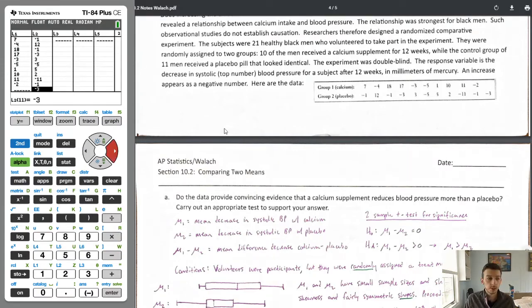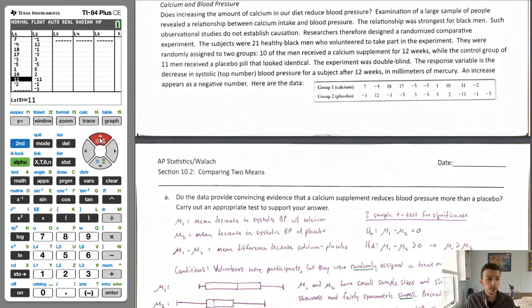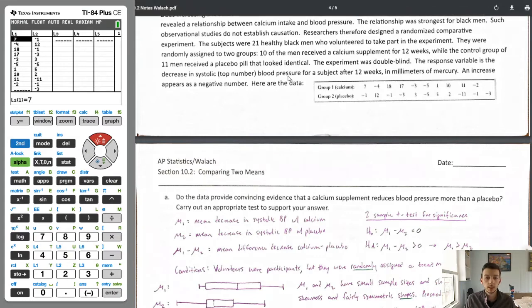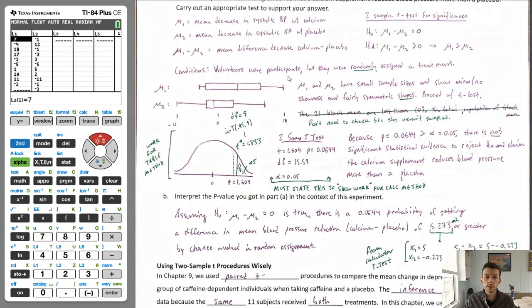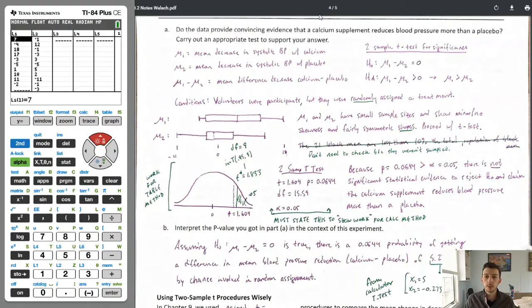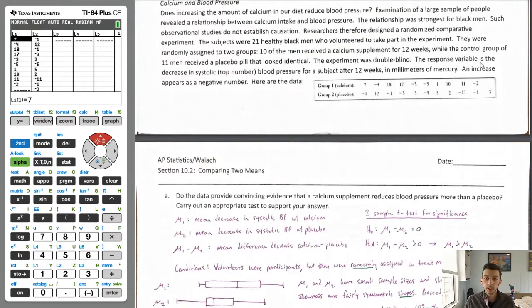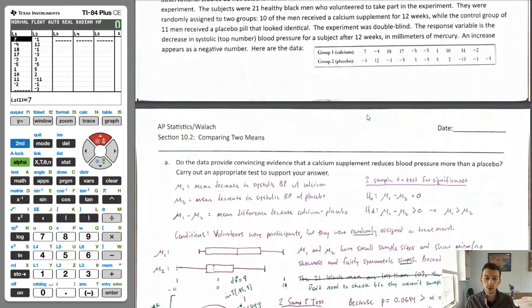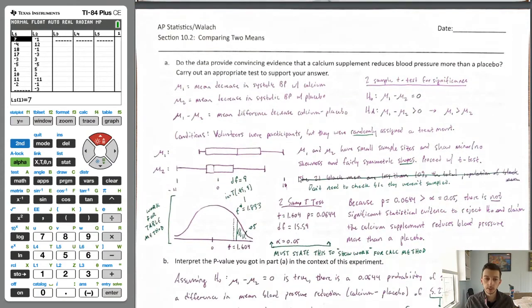All right, good thing I double checked. I did make a mistake. You probably caught it as I was putting it in, but we should be all set to go now. So the question here: do the data provide convincing evidence that a calcium supplement reduces blood pressure more than a placebo? The mu1 is the mean decrease in blood pressure with calcium. They make a note up here, don't get confused with the positive and negative. An increase appears as a negative number, so if we see this positive 18, that means a decrease of 18 millimeters of mercury. If we see this negative 3, that means an increase of 3. So just be careful with your negatives when you go to write your final sentences.